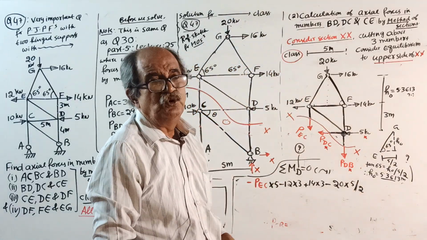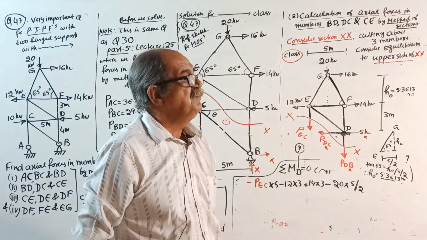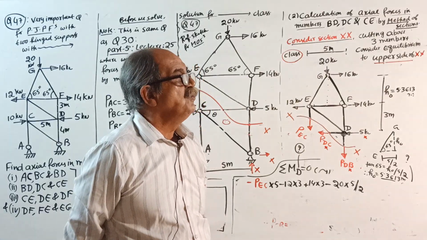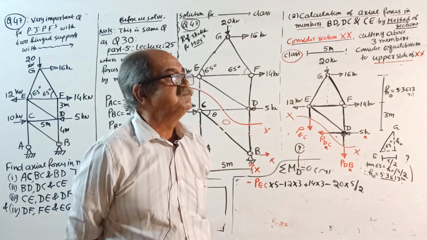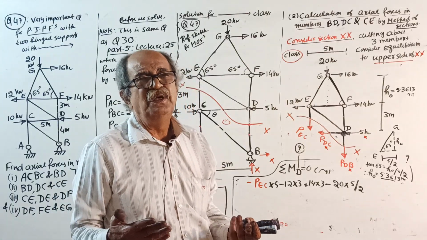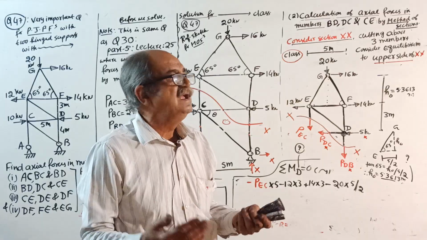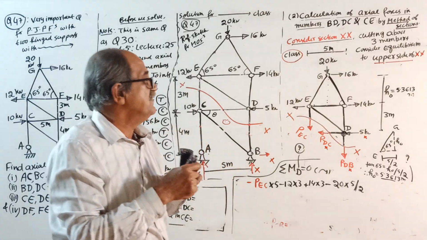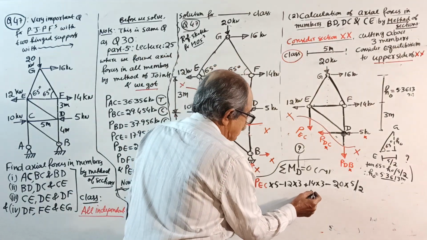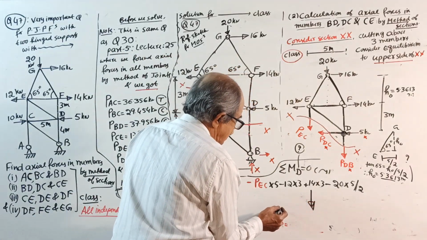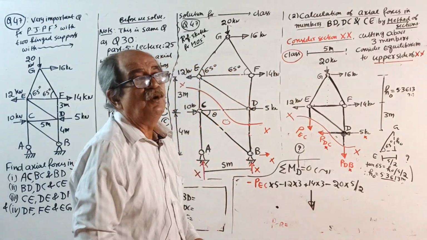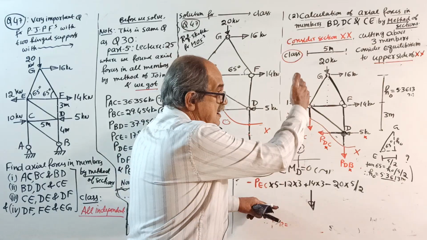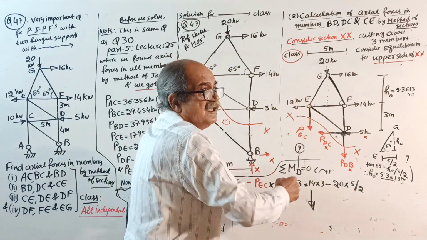In some YouTube classes, I have seen people telling, see, downward force always gives you clockwise moment. I will tell them, what nonsense you are telling. Because they always take moment about the left-hand side. They will tell, any downward force will give clockwise.